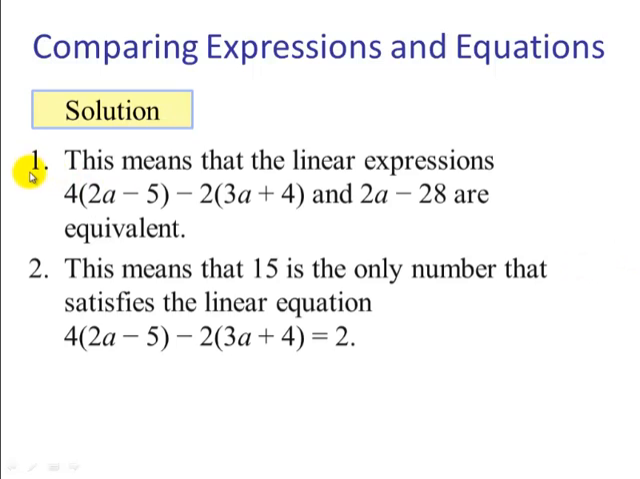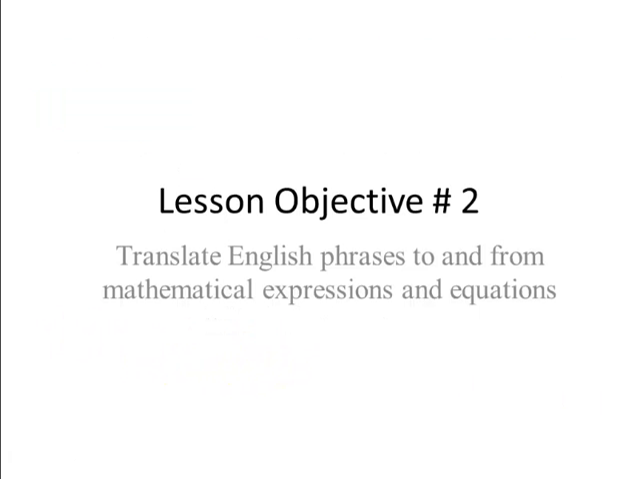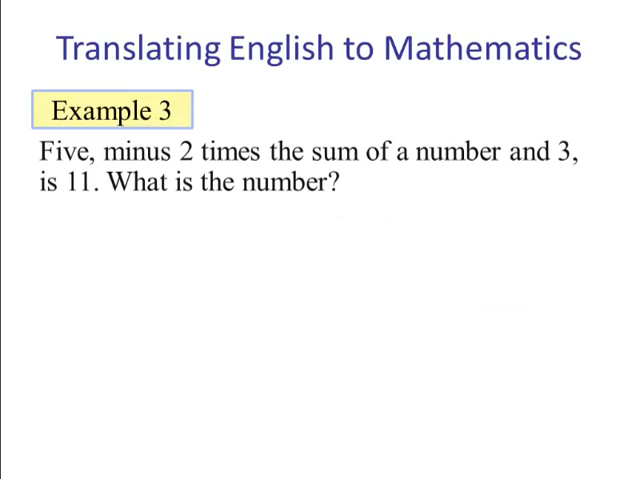So again, number one, this expression and this expression are equivalent. Number two, we have an equation, and it means that 15 is the only number that satisfies this equation. Lesson objective number 2. Example 3. 5 minus 2 times the sum of a number and 3 is 11. What is the number?